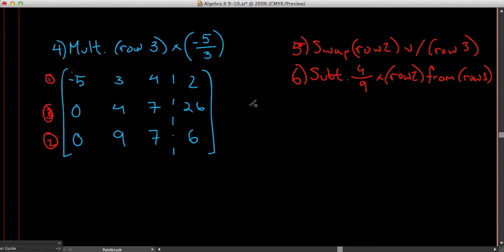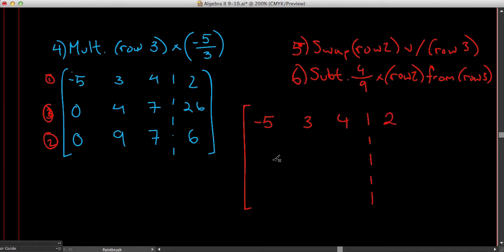Okay, so I can rewrite this now. So if I'm subtracting 4/9 times row 2, and this third row is now row 2, from row 3, then this second row here is now row 3. The first row doesn't change. I'll be left with -5, 3, 4, and then 2.